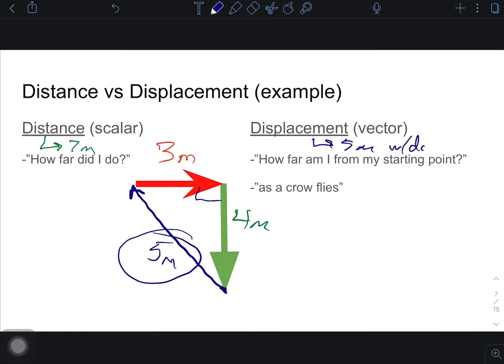And this one gets a little bit more complicated about what is the direction, because then we have to do some trig functions to determine the angle. But that's the idea, is that we would have to include some type of direction associated with it.